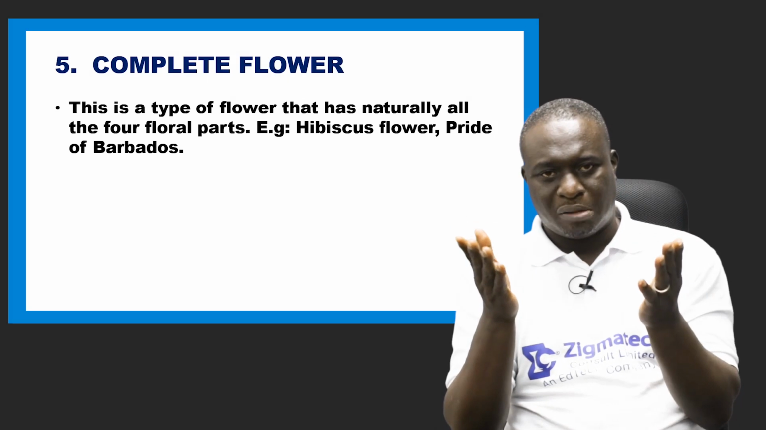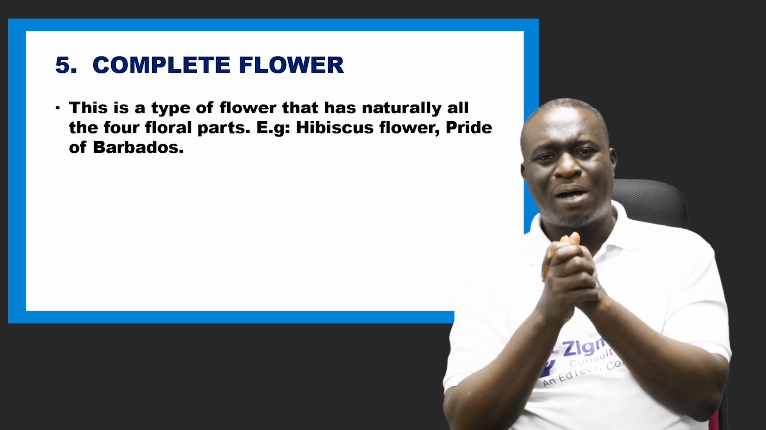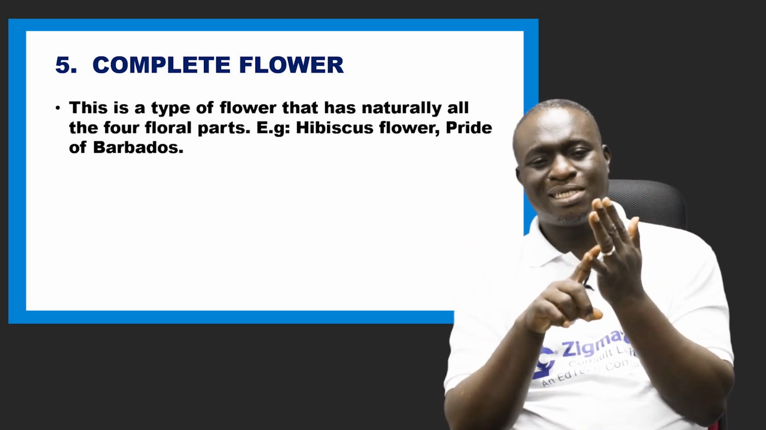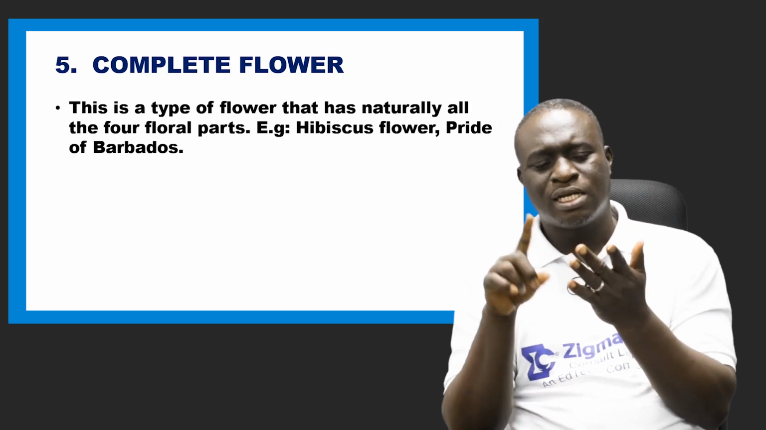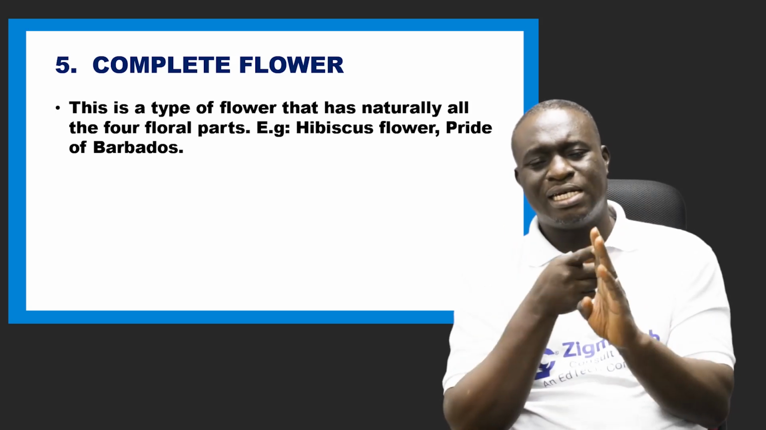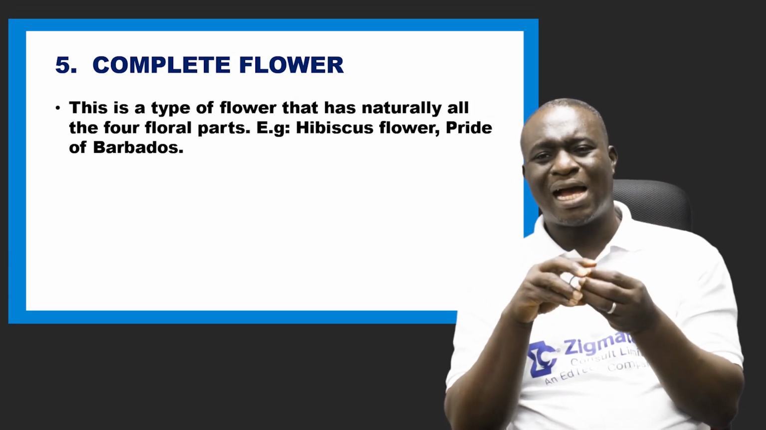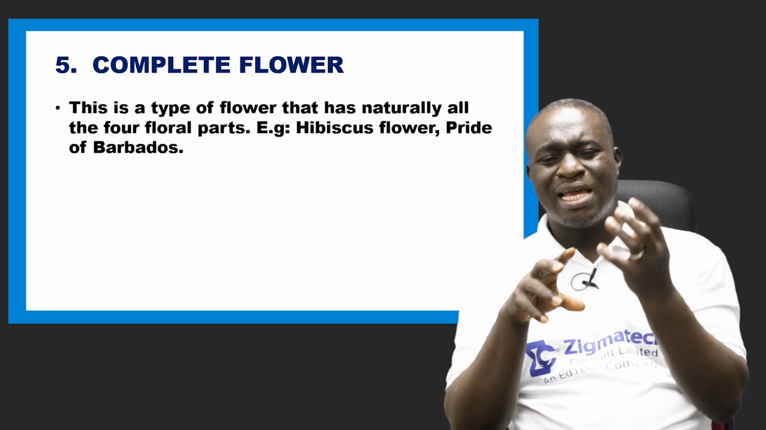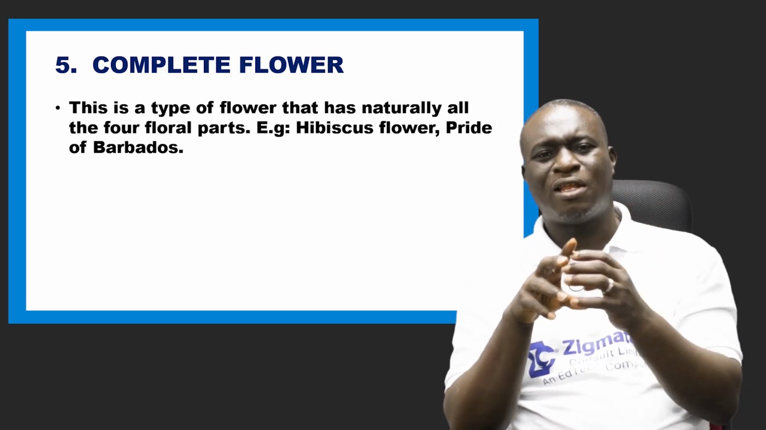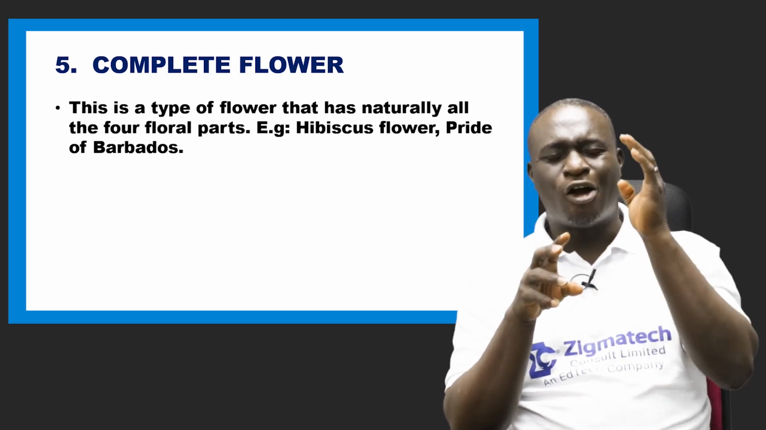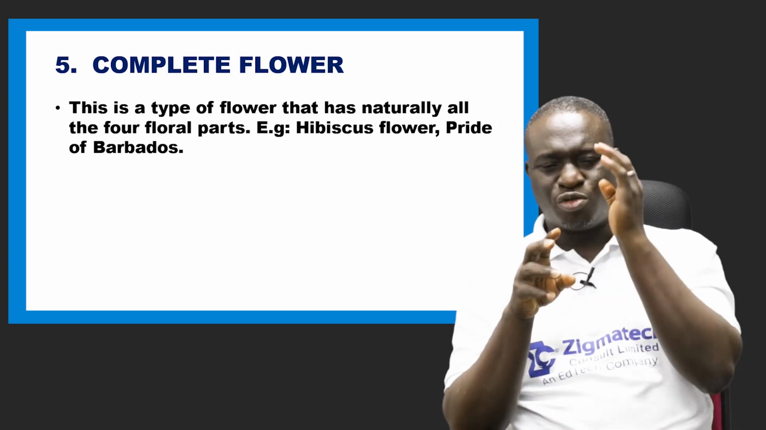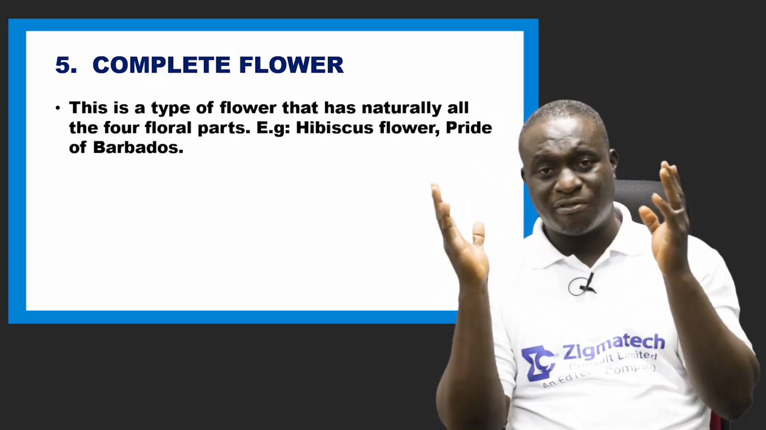But for clarity's sake, the floral parts of a flower include the petals, the sepals, the stamens, and the carpels. So these 4 floral parts, if they are naturally present in a flower, that particular flower is referred to as a complete flower.